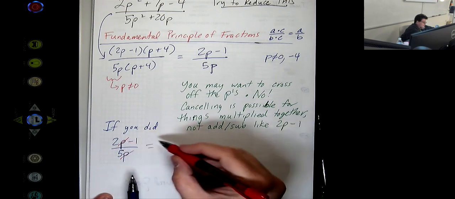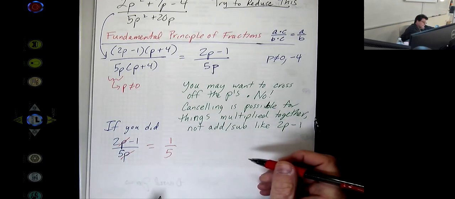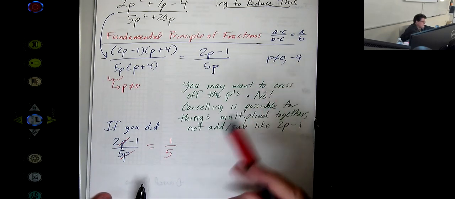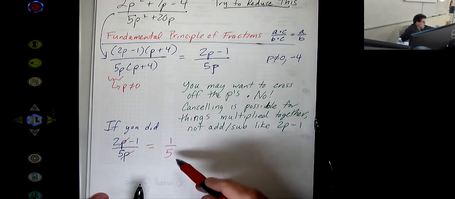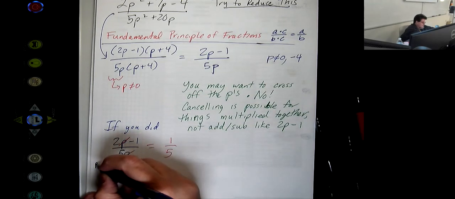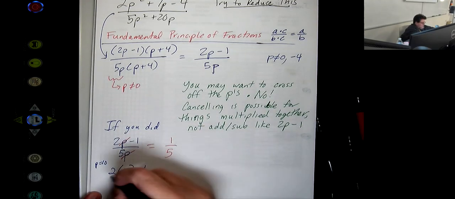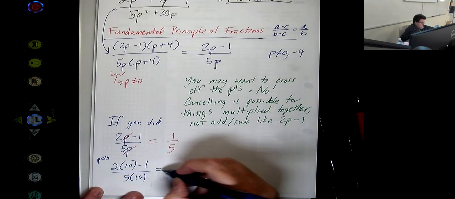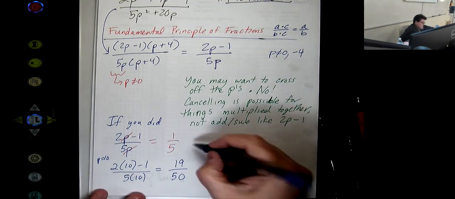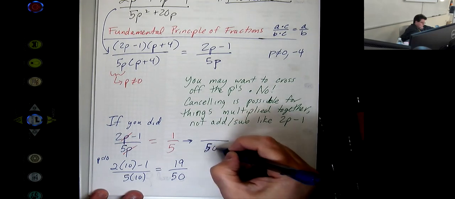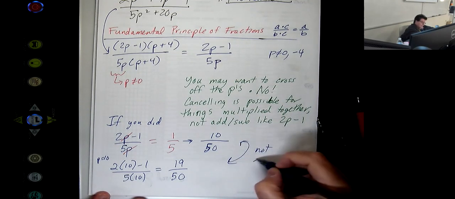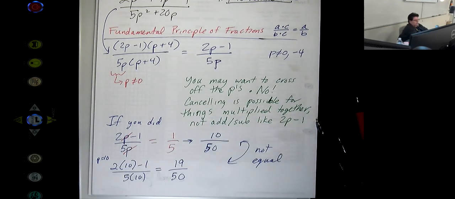Some people will go, okay, this is 2 minus 1 on top and 5 on bottom. I should be able to stick in any p that is not 0 and -4 into 2p minus 1 over 5p and get 1/5, if that's true. Well, let's stick in, let's say p equals 10. 2 times 10 minus 1 over 5 times 10 is 19 over 50. And if I were to write this with a denominator of 50, it would be 10 over 50. So these two are not equal, which means crossing off the p's doesn't work.